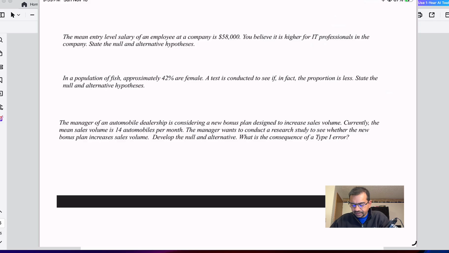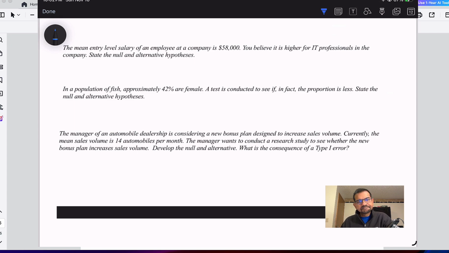In this first problem, the mean entry-level salary of an employee at a company is $58,000. Here, the null is a claim, and we want to test the claim. So we will give the holder of the belief the benefit of the doubt. So we would cast our null as mean salary equals $58,000, and the alternative would be that this salary is greater than $58,000 for IT professionals.